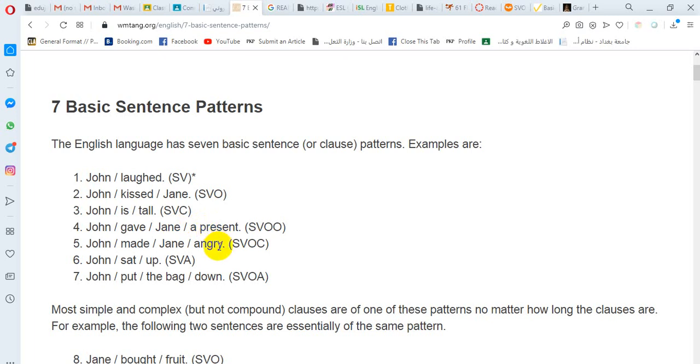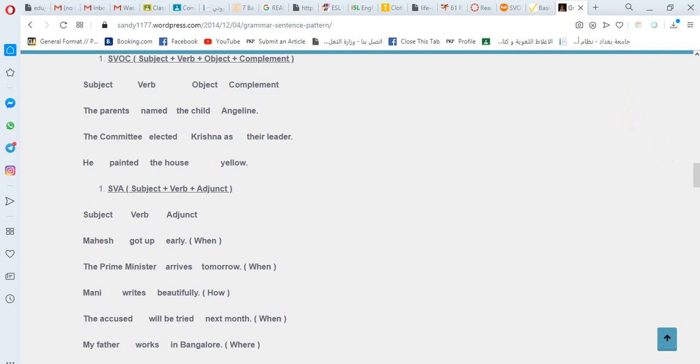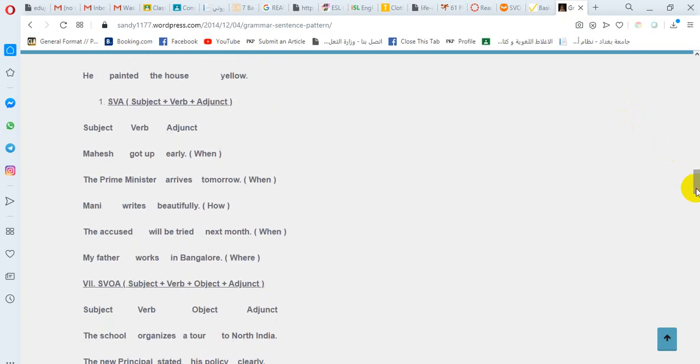Okay, now let's go to pattern number 6, which is SVA: subject, verb, and adverb. Okay, so here we have John set up. In this type of sentences, the verbs consist of two parts. We call such types of verbs phrasal verbs, because the verb consists of two parts. Let's see whether we have other examples here. Subject, verb, and adverb.